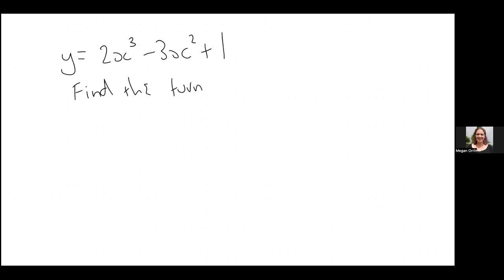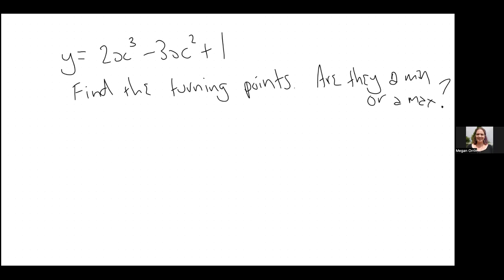So let's say that I have y equals 2x cubed minus 3x squared plus 1. I want to find the turning points and are they a min or a max. So you need to tell me each one.